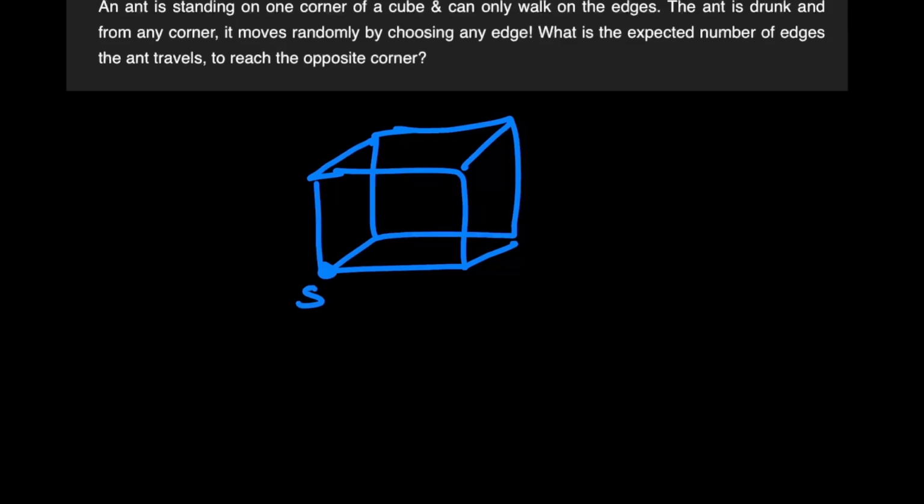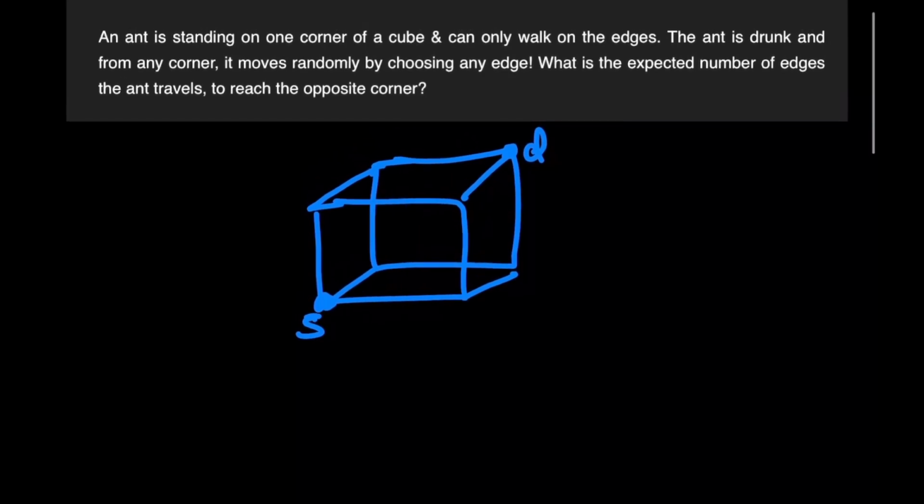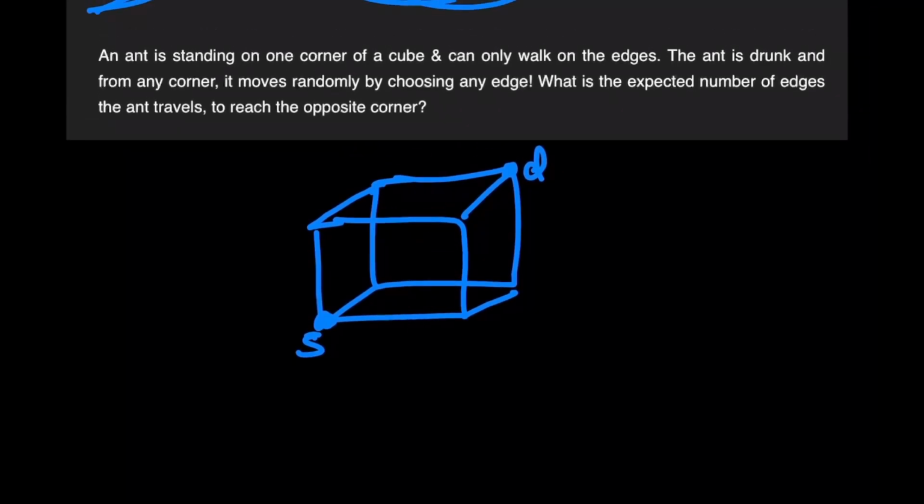So to explain the problem, we have an ant and it starts over here at this position. I'll denote it by an S, and it has to reach the opposite corner of the cube, which I'll be denoting by D. And this is the body diagonal, right? So it's like the very opposite corner that you can have on a cube. So the way the problem is stated, from each corner there are three.